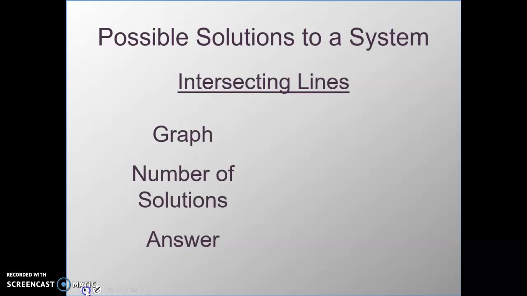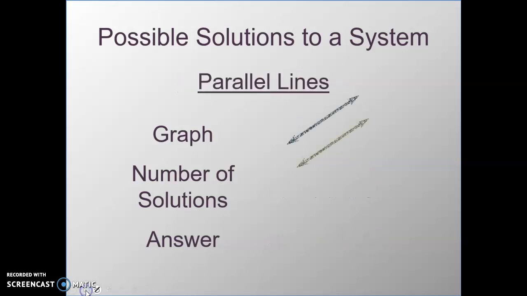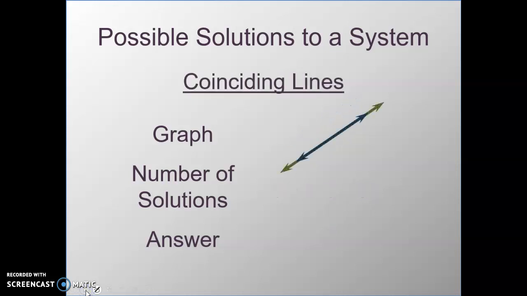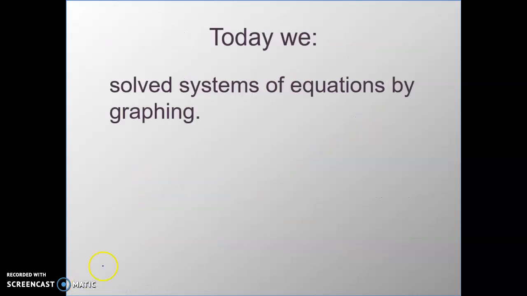Here are the possible solutions to a system. First, your lines could be intersecting. If that happens, then the graph of your two lines will cross. The number of solutions is 1, and your answer will be whatever the ordered pair is that names their intersection. Parallel lines run side by side. There are no solutions, so your answer will be the 0 with a slash through it. No answer, no solution. And coinciding lines look like this, one on top of the other. The number of solutions is infinite because the two lines will run one on top of the other forever. And then the answer is all the points on the line, which means we will write the equation of that line. Today we solved systems of equations by graphing.